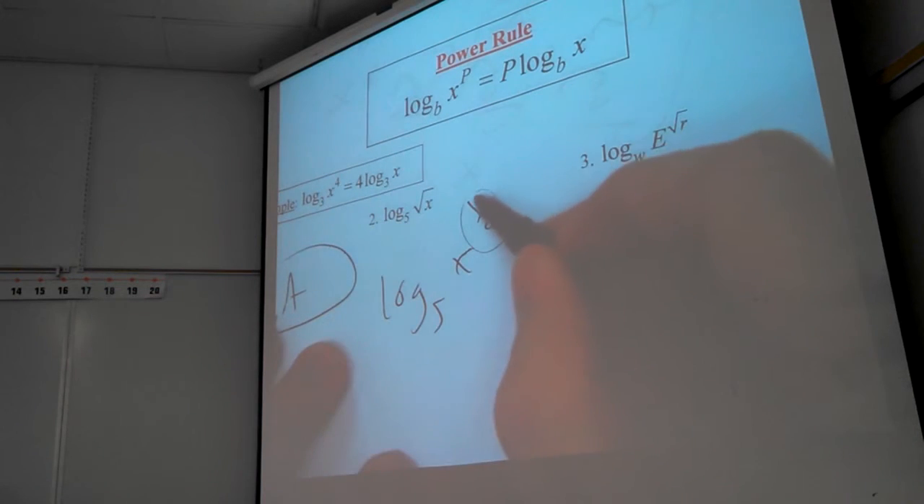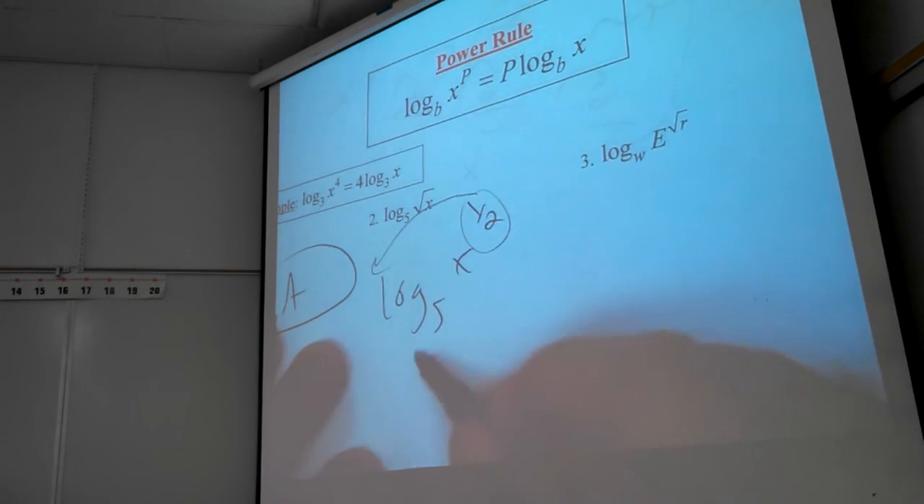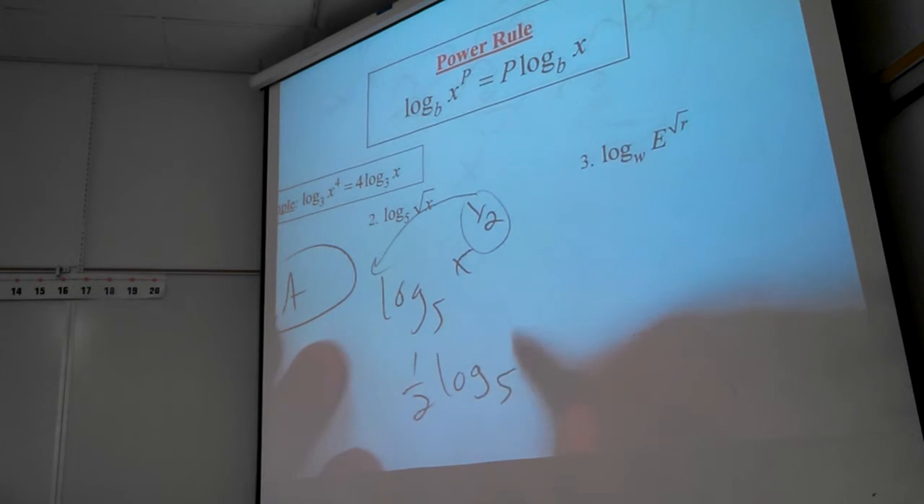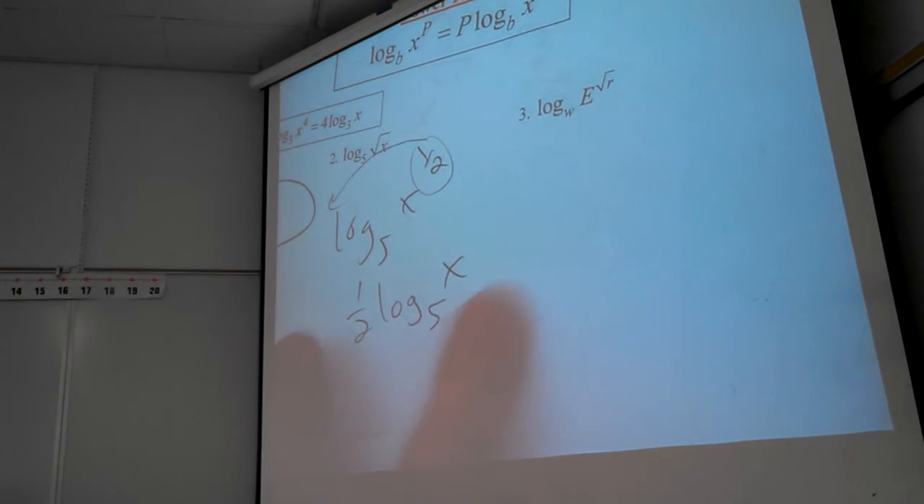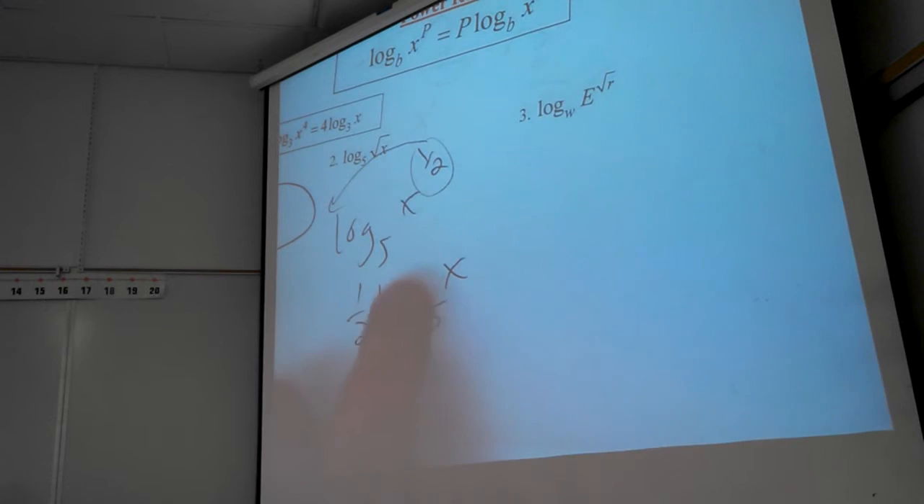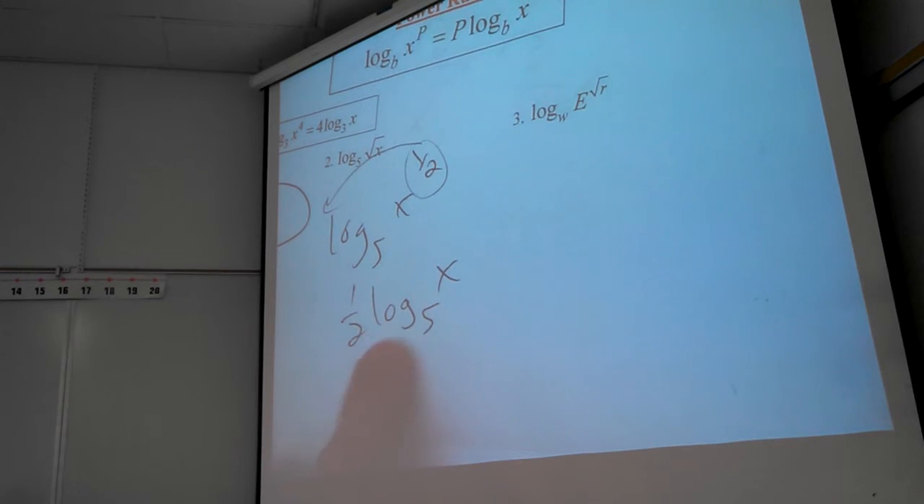So what can happen with this 1/2? It goes to the front. So it can become this if I wanted to. 1/2 log base 5 of x. And again, if I had more terms, and some of them were log base 5 of x, now these are like terms. I could put them together. I'm like, sure, Jeff, whatever.